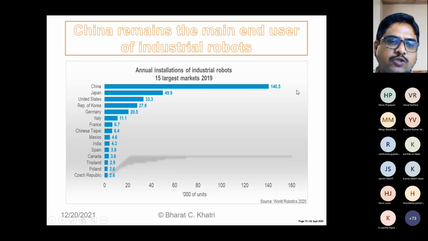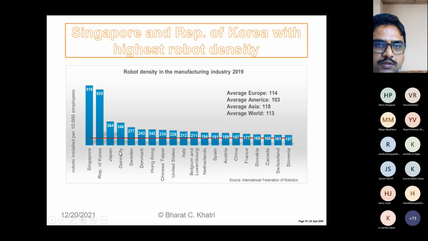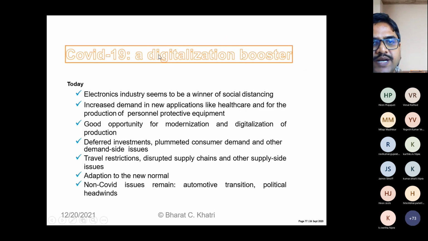So after COVID, the situation may change and people are moving more towards automation and robots, right? These are all things about industrial robots. And in the robot manufacturing industry, if you see, Singapore and the Republic of Korea are making a lot of robots compared to other parts of the world, right? So these robot manufacturing industries are owned by Singapore and Korea. With COVID-19 and the digitization boost, the electronics industry seems to be bigger.